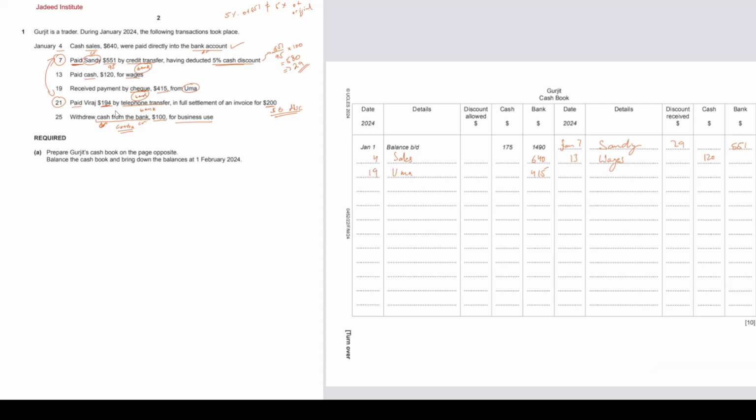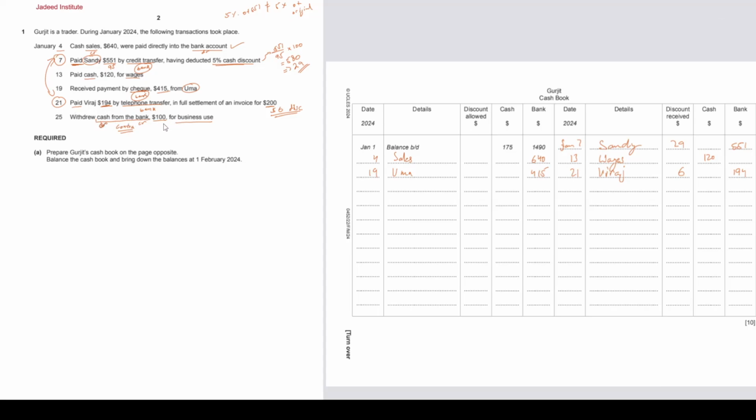Paid Viraj 194 by telephone transfer. 194 is paid. Discount received on that is 6. Who did we pay? Viraj. When did we pay? 21st.